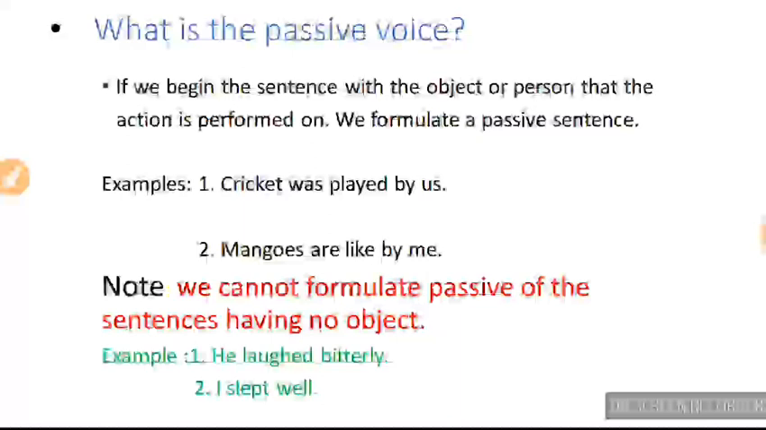We cannot formulate passive of sentences having no object. For example, we laughed bitterly. In the sentence, the object is missing. The word bitterly is modifying the verb laughed, so it is an adverb. In the second example, I slept well. In both the examples, there is no object, so we cannot formulate these sentences into passive voice.